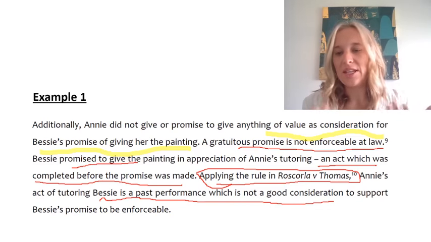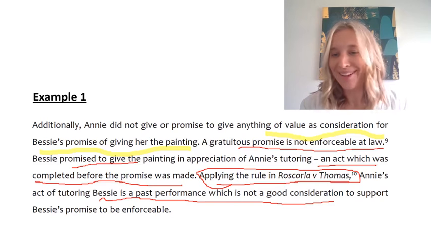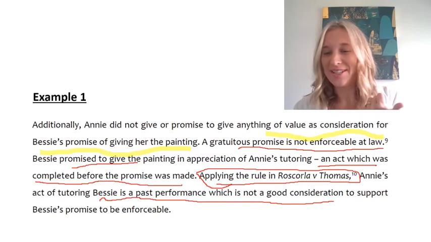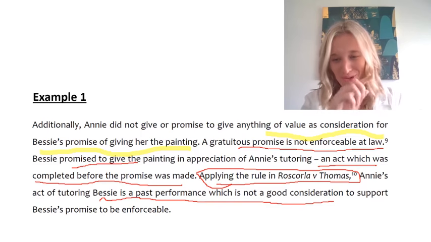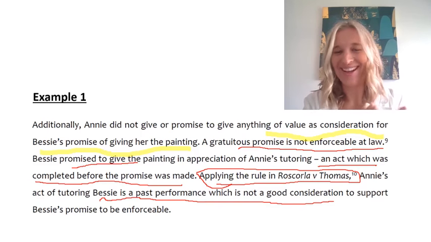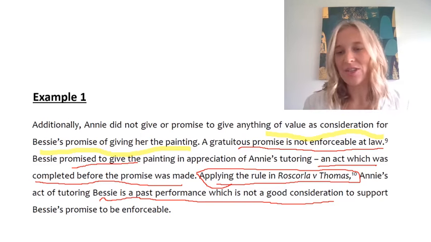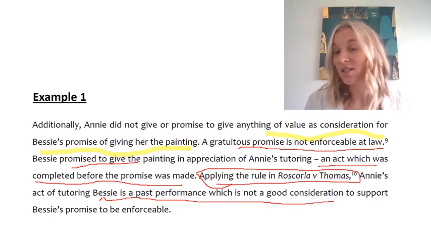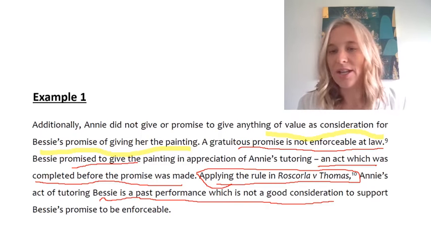So in this paragraph here, the student has made it exceptionally clear that we're in the realm of consideration. They've outlined the relevant facts to that issue, okay? And they've made it very clear what sub-principles they're applying, which is the past consideration rule. So they've done everything they need to do here. It's very, very direct and clear what law they're applying to the facts. All right, so let's have a look at our next example.